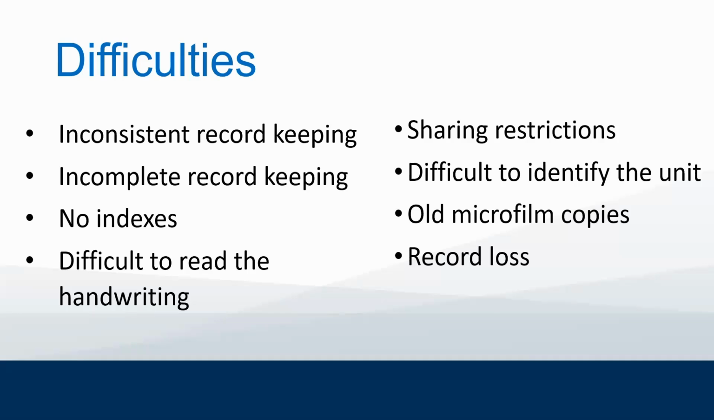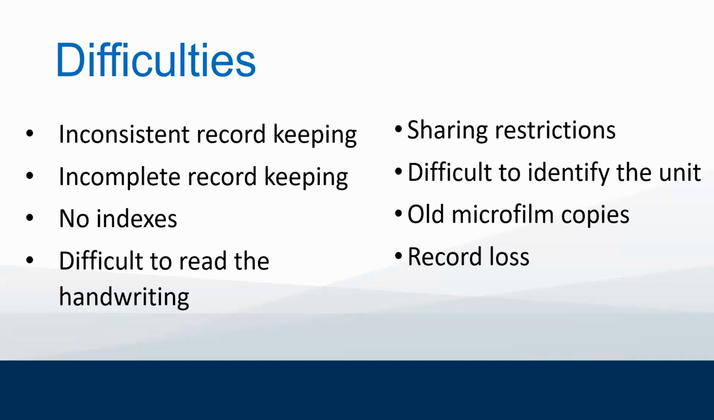There are virtually no indexes. Very few are indexed, but we're working on that, with more to come about that. It is difficult to read the early handwriting. It's also difficult to read the old microfilm copies of the early handwriting. Some of the records may have sharing restrictions. Of course, they're subject to record loss, like any of our records out there, from just carelessness or disasters or any of those things that you've learned about in your family history classes about how records can be lost.